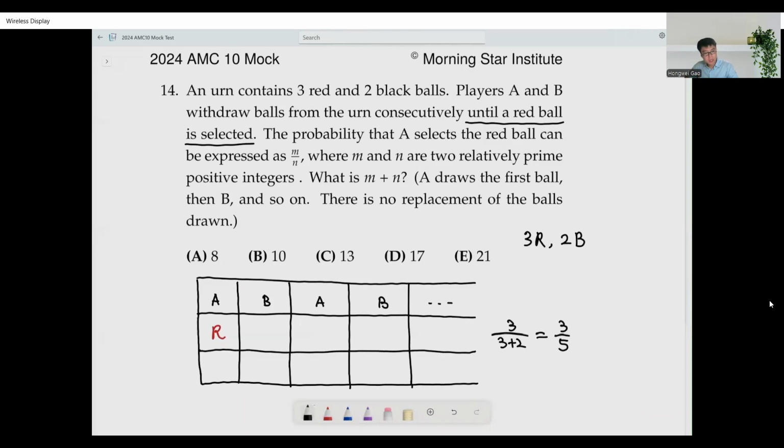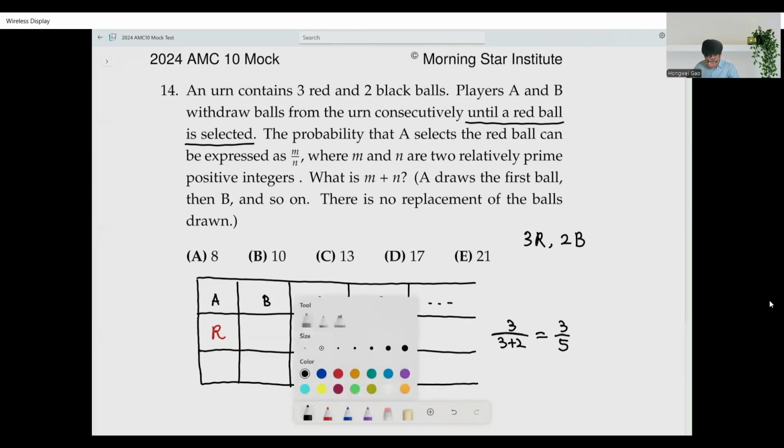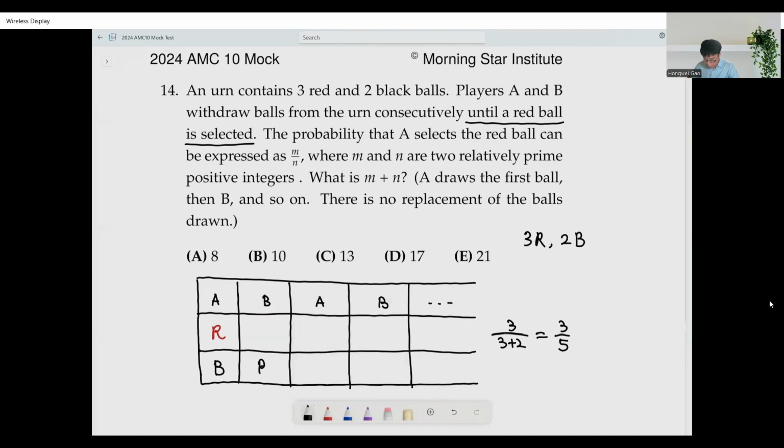But there's another case: in the first round, A does not select the red ball, and then B will not select a red ball either. So in this case, A and B both get black balls. But in the second round, A will for sure select a red ball because there are only 2 black balls. The remaining balls are all red. So A will select a red ball.